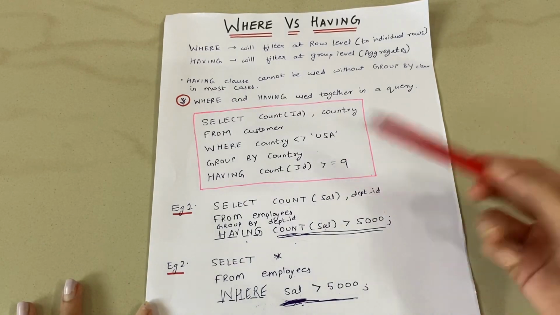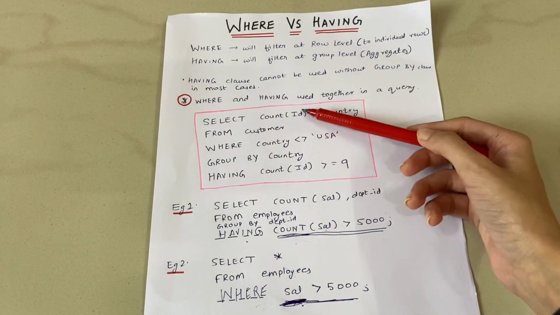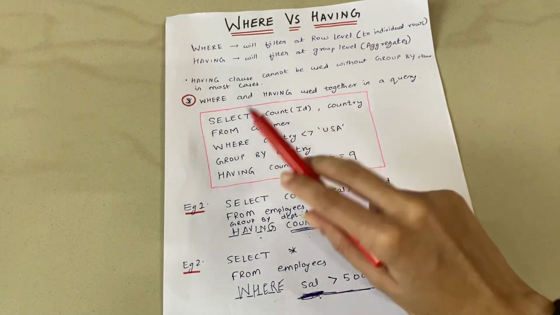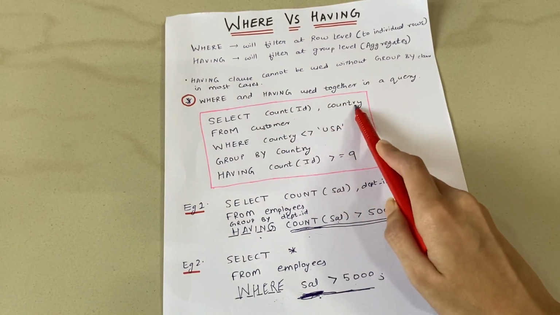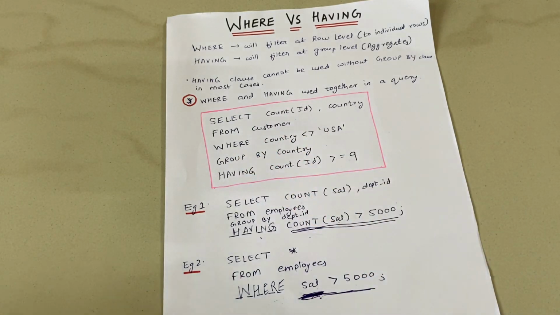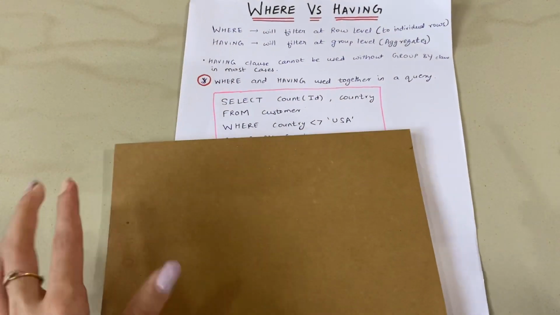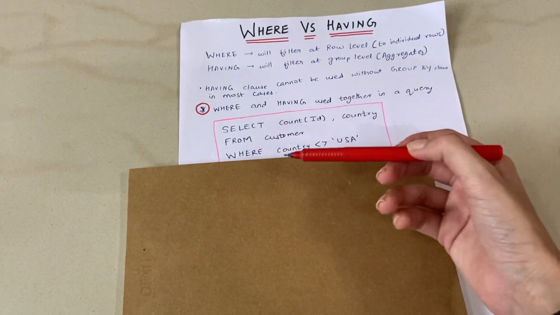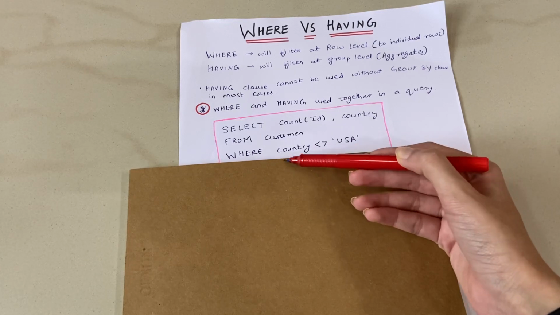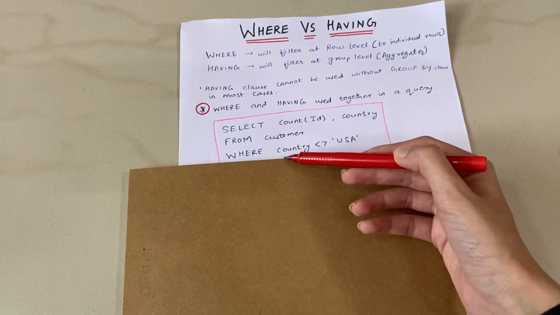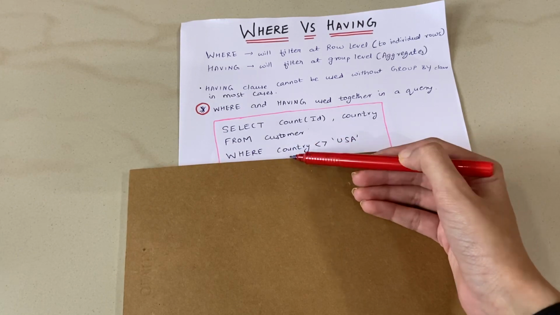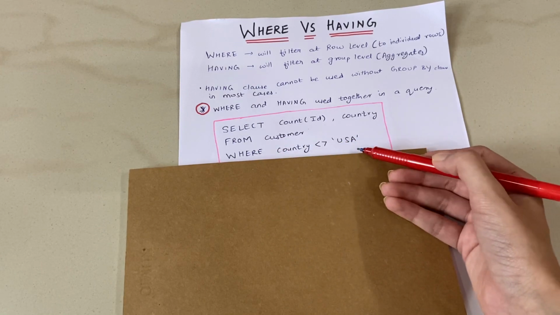Okay, now let's see this example where WHERE and HAVING are used together in a query. Can we use WHERE and HAVING together in a query? Yes, we can, definitely. So look over here. SELECT COUNT(id), country FROM customer WHERE country != 'USA'. Just see this much of the query first. Why have we used WHERE over here? Because here we are using country, one single column name. Which is why we are using WHERE country is not equal to USA.